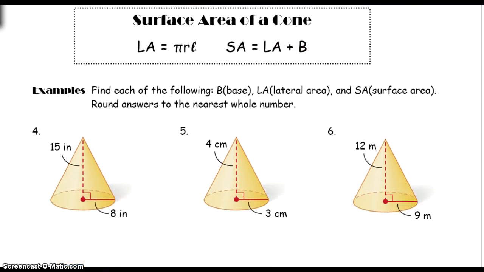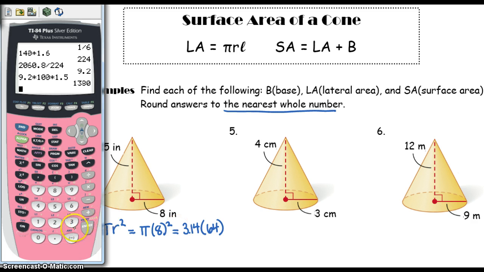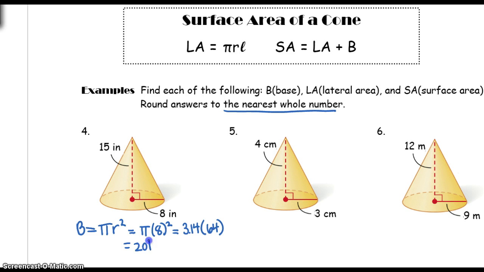So let's go ahead and look at one of these down here. I'm going to look at number 4. So on number 4, they said find the area of the base. Well, the base is a circle. The area of a circle is pi r squared. So in our case, this is going to be pi times 8 squared. And now it does say round to the nearest whole number, so we're going to make sure that we do that here. So this is going to be 3.14 times 64. Now if you do 3.14 times 64 and you round that to the nearest whole number, this 9 will bump that up to a 1. So this will be 201 inches square for your base.